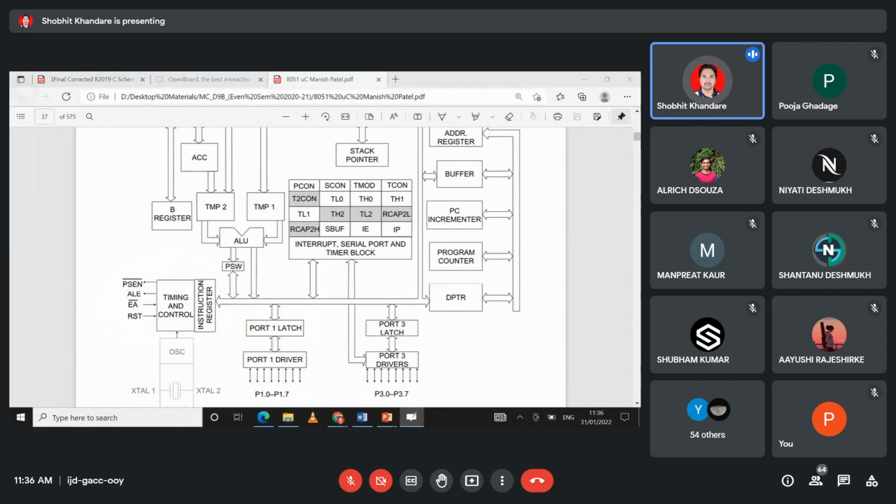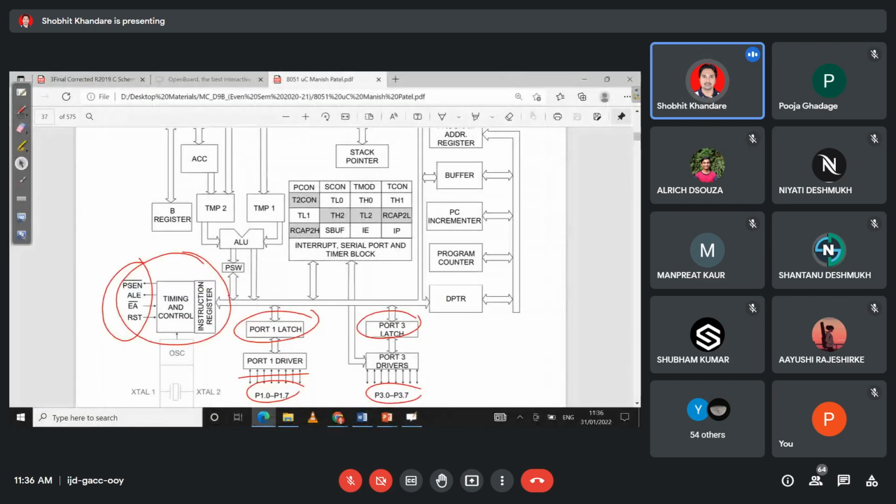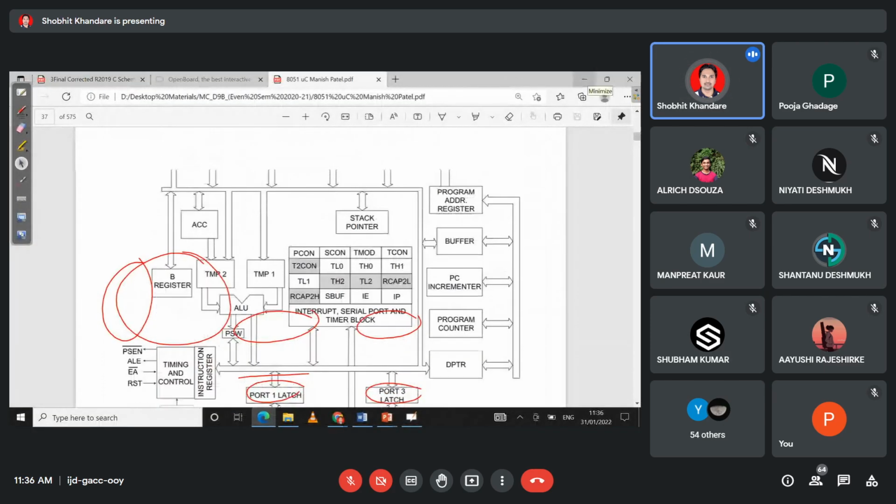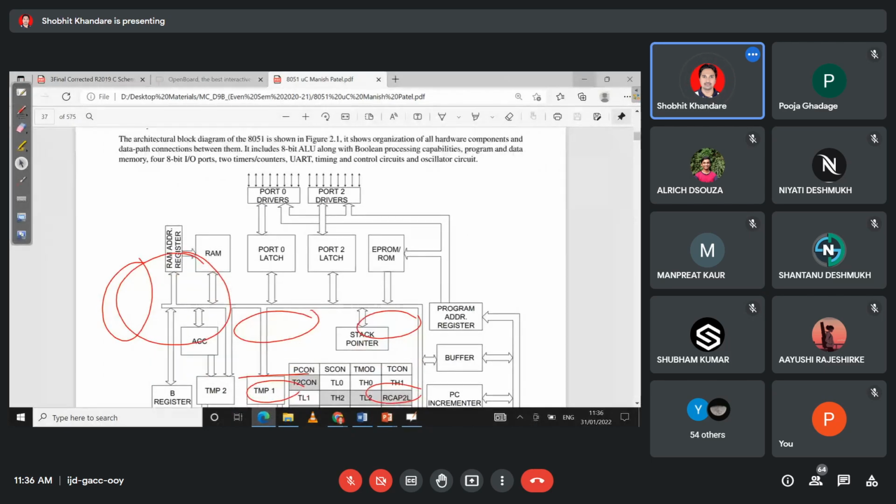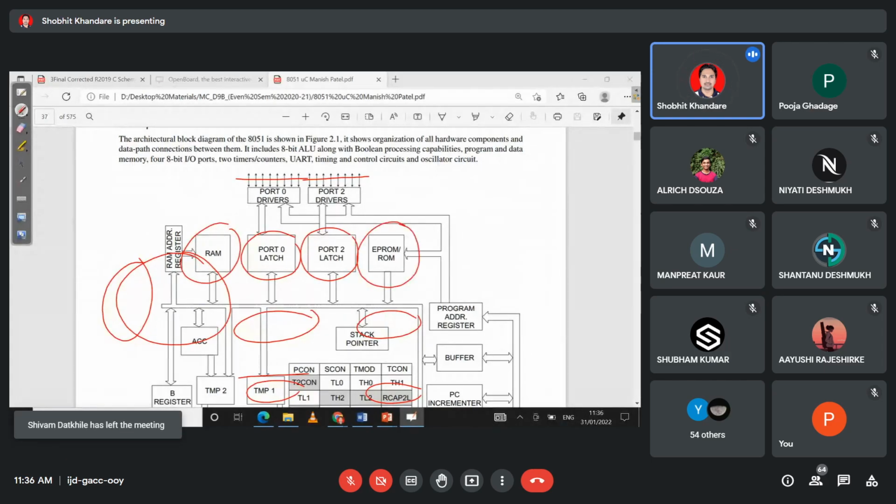Okay, further on you will also have port 2. Look at port 2, this is the port 2 latch, with a dedicated 8 bits. For port 0, you have a dedicated 8 bits. Similarly, can you see there is a RAM, there is a ROM, and there is an accumulator? You know the accumulator is present in the CPU, but here it is in detail.